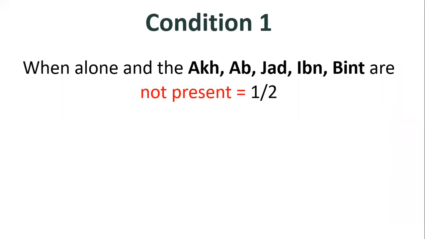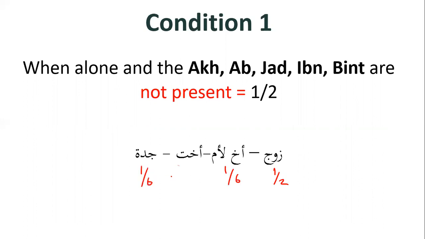The condition reads: when alone and the akh, abjad ibn, bint are not present, the ukht li abin wa ummin will receive 1/2 of the inheritance. So over here we can see zawj, akh li ummin, ukht and jadda. First of all, zawj will receive half, akh li ummin 1/6, jadda 1/6. We know this already. Now what does the ukht receive?